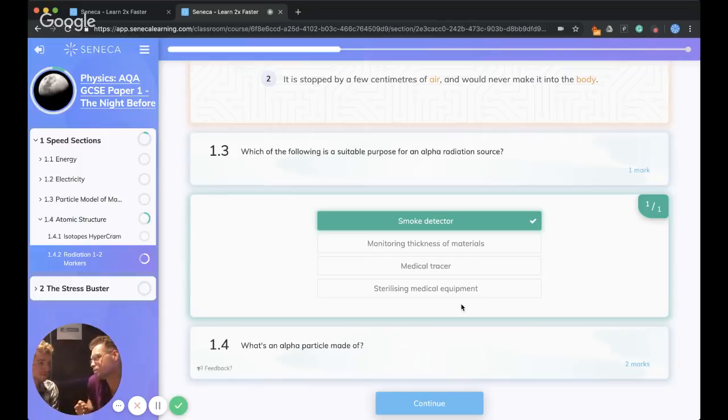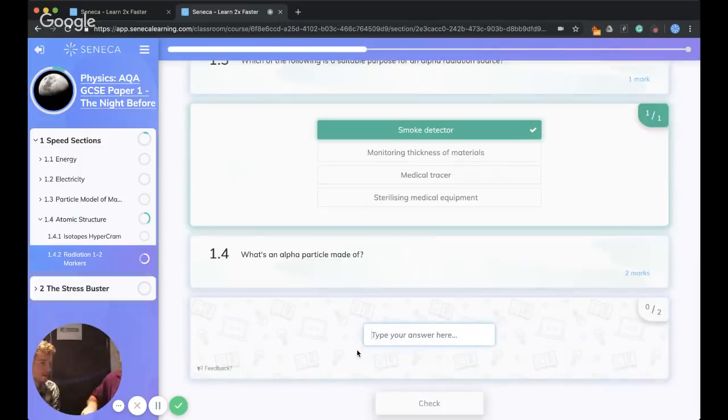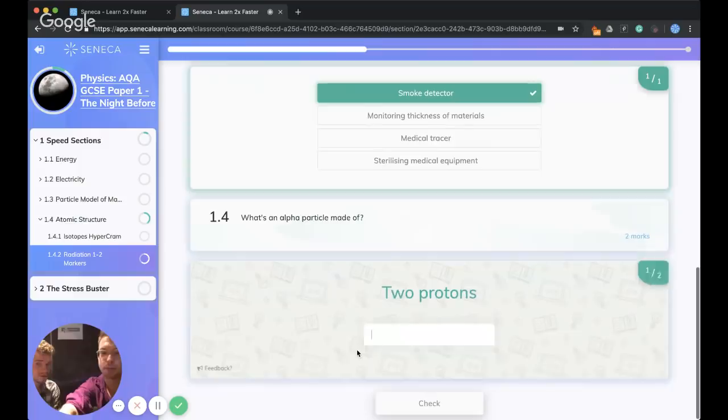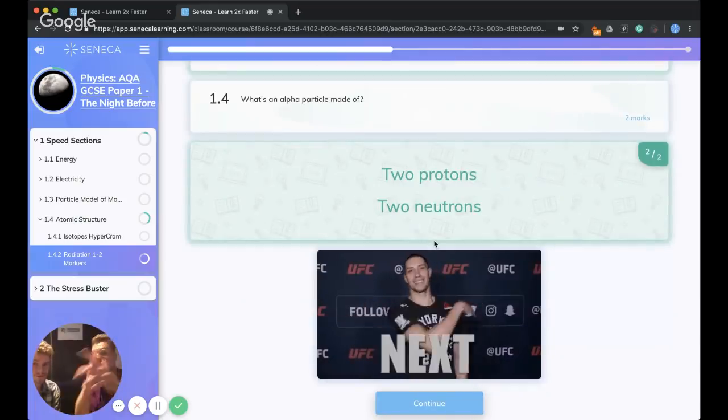So I always remember it's a type of nucleus. It's a helium nucleus. And a helium nucleus has 4 things in it, but 2 of each. So what have we got, Tom? We've got 2 protons. And we've got 2 neutrons. 2 protons, 2 neutrons. Helium nucleus. You guys are so good.